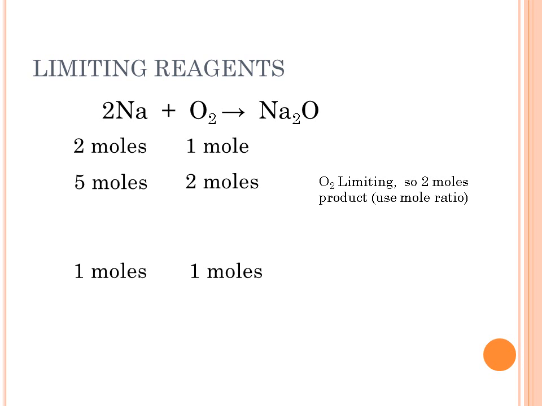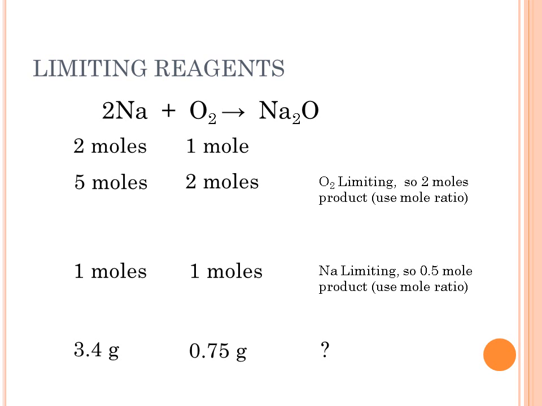Let's try another example. In this case, if we have 1 mole of oxygen, the equation tells us that we need 2 moles of sodium, but we don't have enough. We've only got 1 mole. So in this case, our sodium is going to be our limiting reagent. Therefore, we need to look at the mole ratio between the sodium and the sodium oxide. The mole ratio tells us that 2 sodiums give us 1 sodium oxide, so that means that 1 mole of sodium is going to give us just half a mole of product.